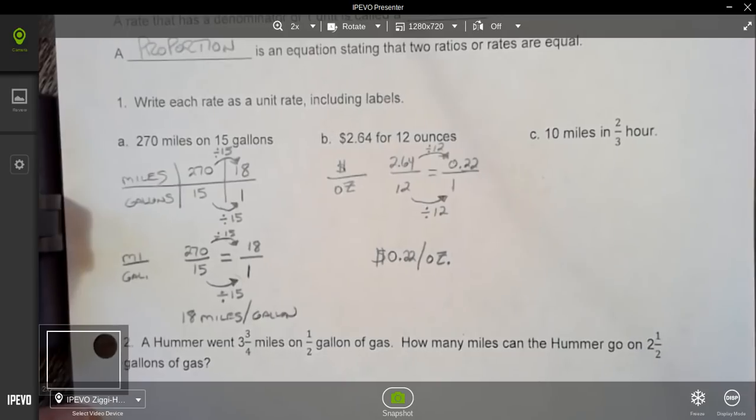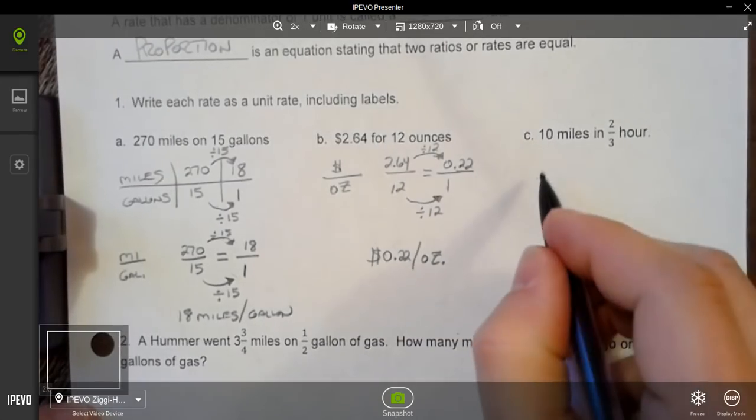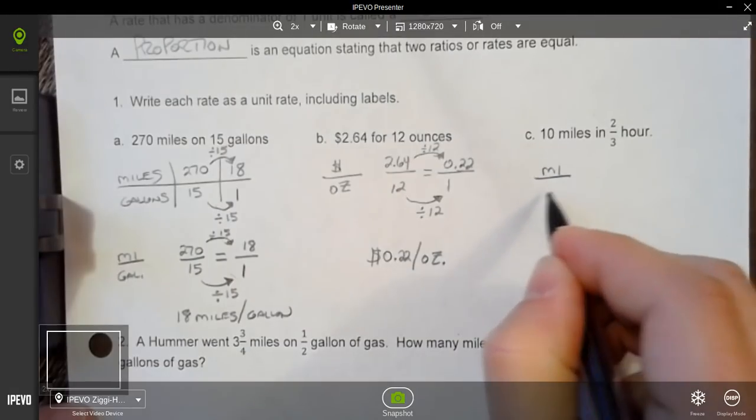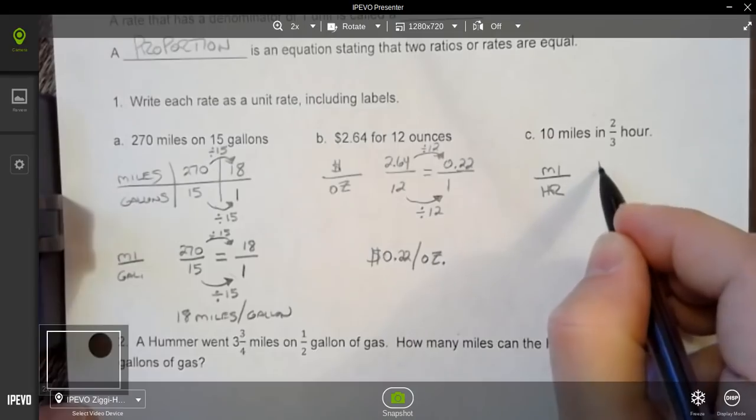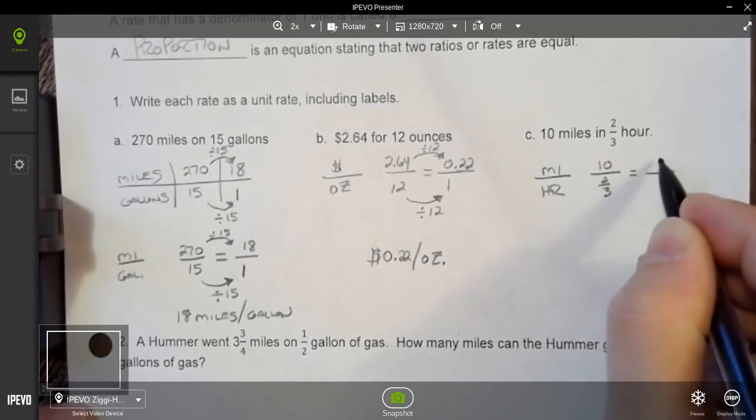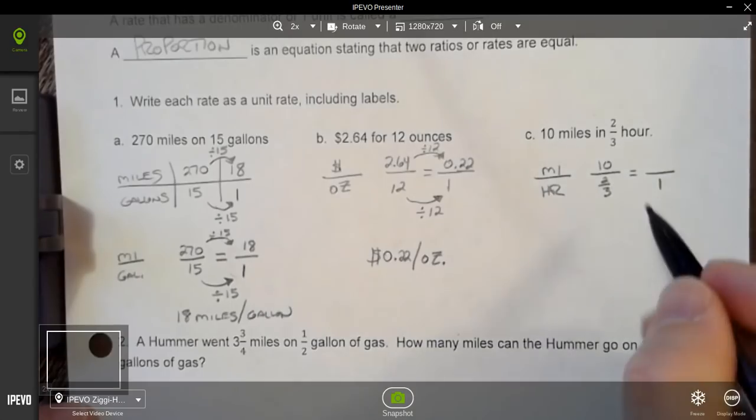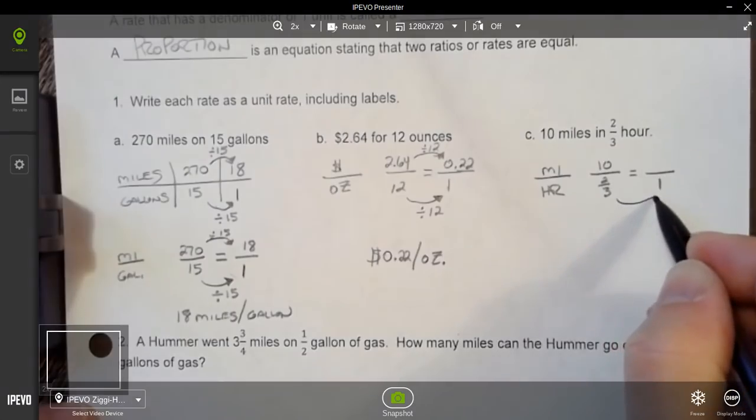In question C is 10 miles in 2/3 of an hour. So again, I'll set up my units here. It's miles to hours here. We know that we can go 10 miles in 2/3 of an hour. And once again, we need to figure out how far we could go in 1 hour. This right here is called a complex fraction because it has a fraction within a fraction. The denominator here is a fraction, but our method is going to be the same to evaluate here.